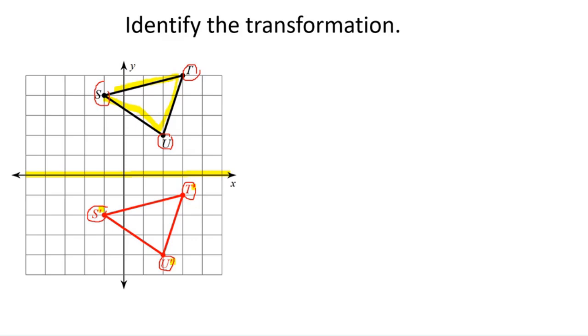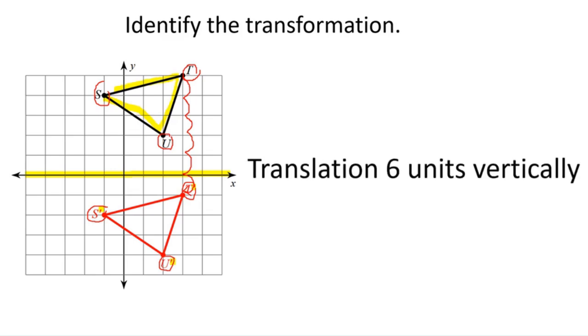So this is actually a translation. This triangle went down 1, 2, 3, 4, 5, 6 units, but it did not flip. So this is a translation 6 units vertically. So to name it a reflection, make sure that that shape has actually flipped and is a mirror image of itself. Okay, so hopefully that helps you understand reflections over the x and y axis, and hopefully you're ready to practice some on your own.